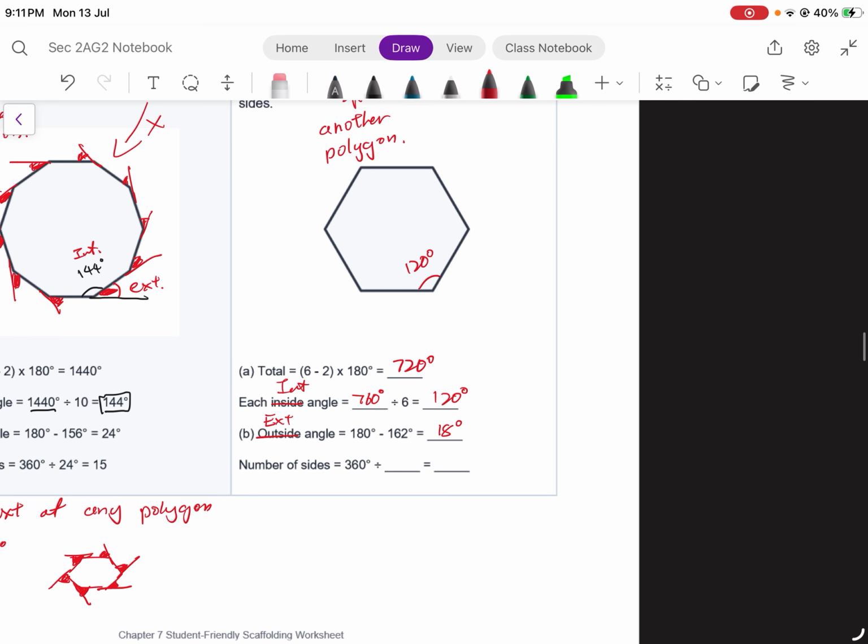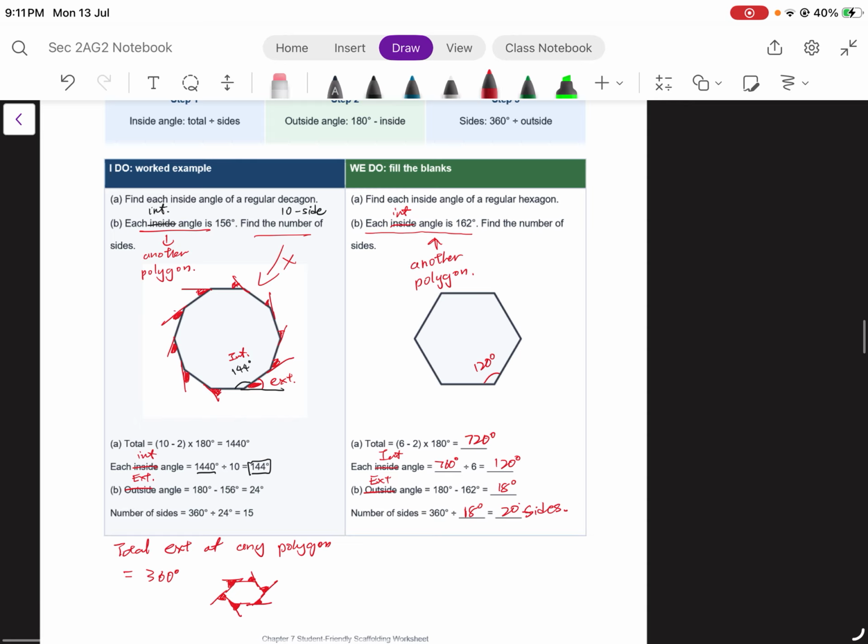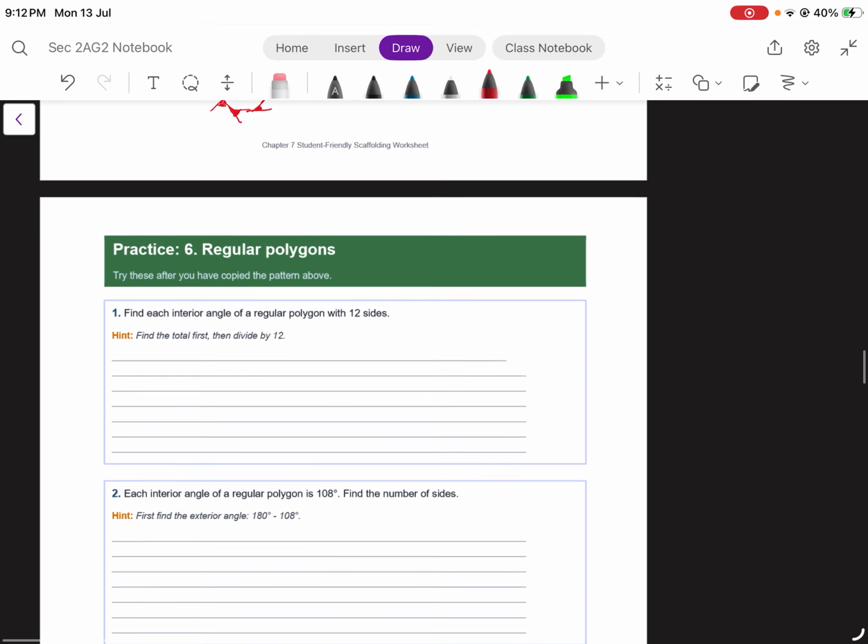We know that the total sum of exterior angles is 360, right? So we take 360 divided by the exterior angle, and we should get 20. So there are 20 sides. Okay, the number of sides is 20. Let's move on. Hopefully you start to get it.